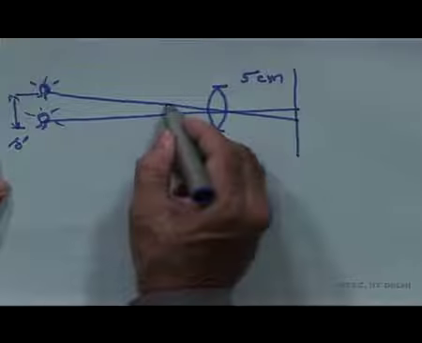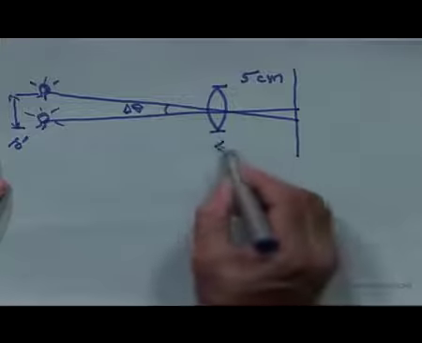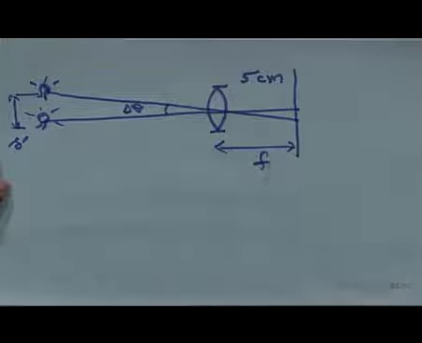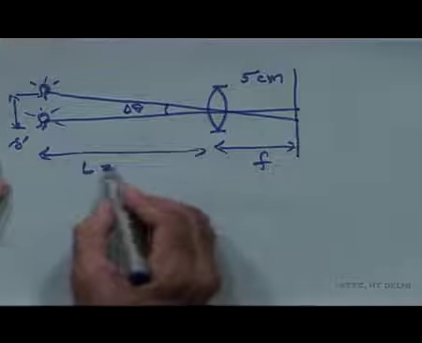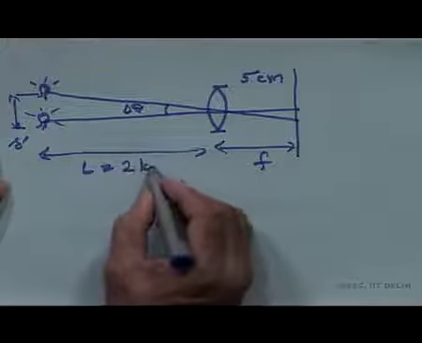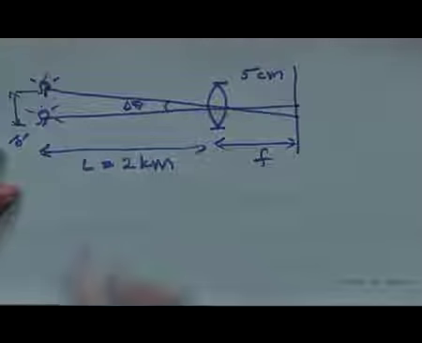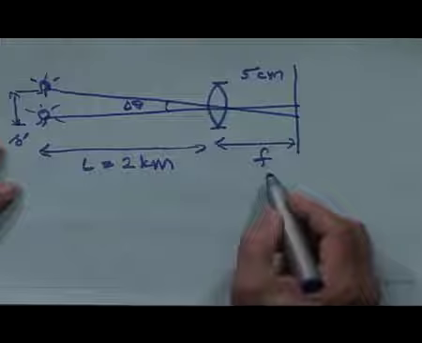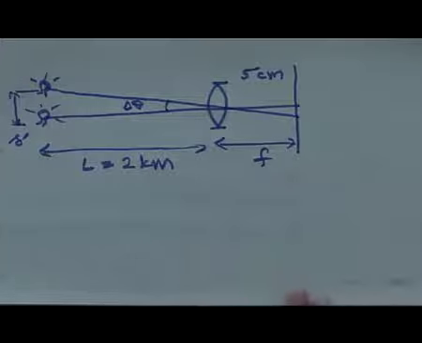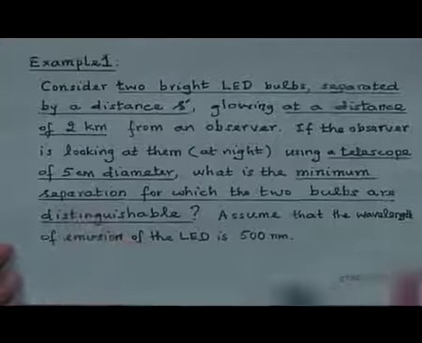So, this is the delta theta and this is f. Because this distance is very large, please see that L is given as 2 kilometer. If you are looking at the moon or stars, then this will become hundreds of thousands of kilometers. So, L is a very large distance, f is a small distance, typically 20 centimeter or whatever. So, we have a 5 centimeter diameter.